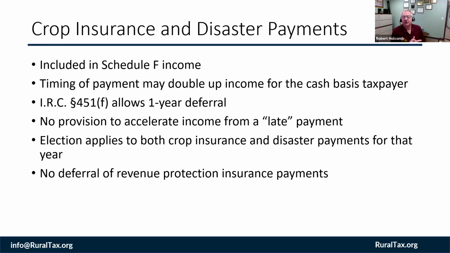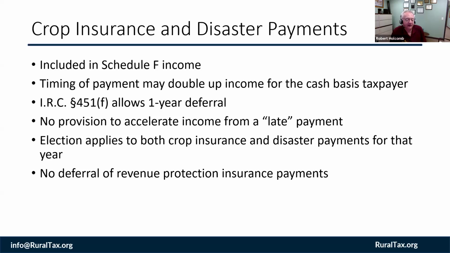So in general, when you're talking about crop insurance and disaster payments, assuming this group is made up of farmers, of course, that's going to be a Schedule F income reportable event. You're going to get a Form 1099, which is something that you have to report on your tax return. Typically, crop insurance is going to be reported on Schedule F.